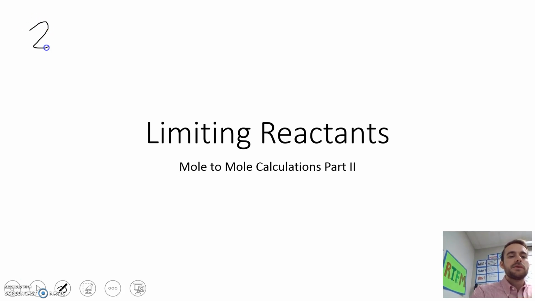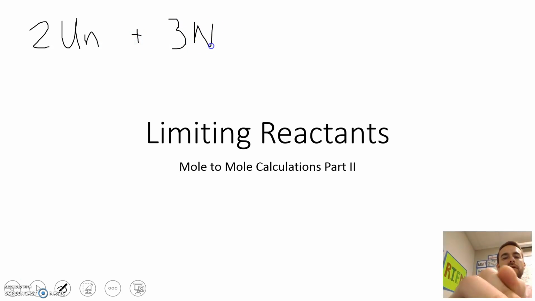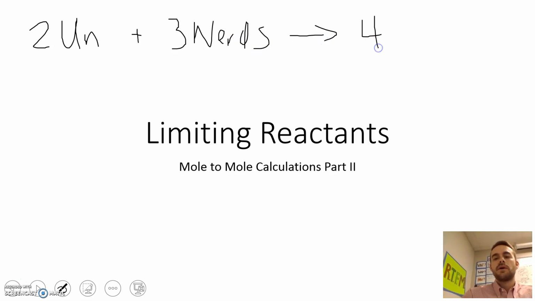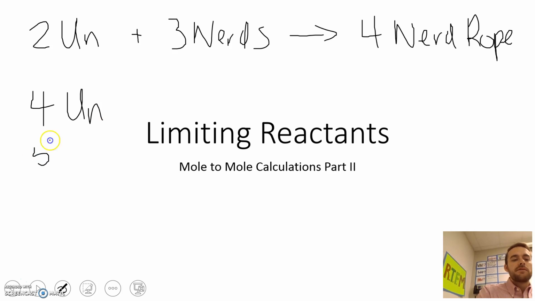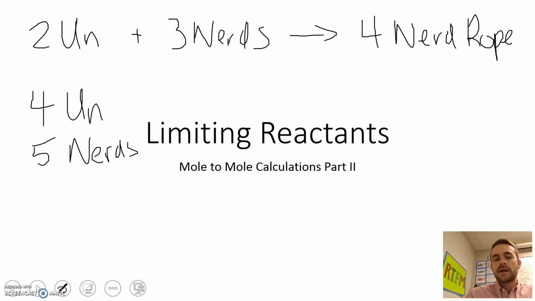So for example, we'll take the commonly known equation: 2 unicorns plus 3 packets of nerds leads to 4 nerd rope candies. Obviously, because unicorns poop out nerd rope. If you don't know that, you need to look it up. Either way, let's say that in a given situation we have 4 unicorns, and we also have 5 of the nerds, and we're trying to see how much product maximum we can get with that combination. So we'd go ahead and convert both of those to product by multiplying by the ratio.